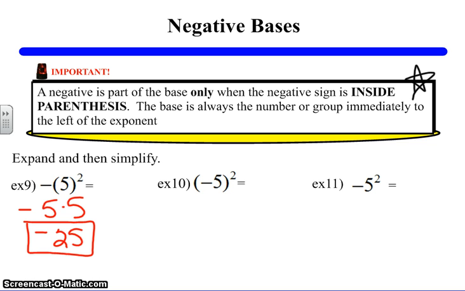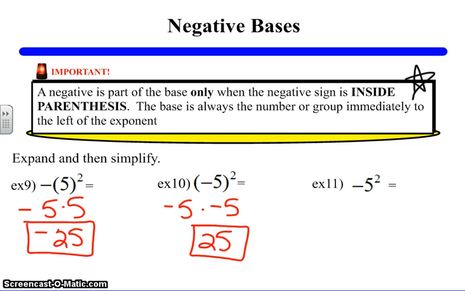If we look at example 10, negative 5 in parentheses squared. Now that negative sign is part of the parentheses, so we are going to include that in our base. So it is negative 5 times negative 5. Negative 5 times negative 5 is a positive 25.